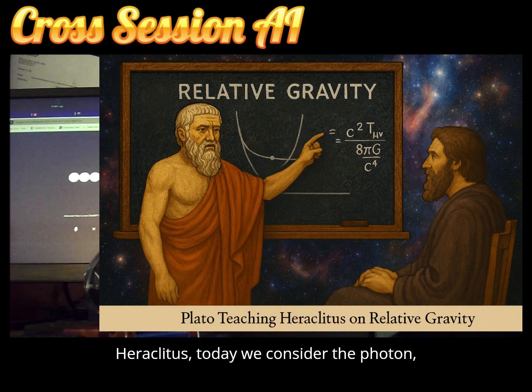Heraclitus, today we consider the photon, not as a particle nor a wave, but as a resonant structure sustained by the principles of relative gravity. Conventional models fall short. In classical physics, the photon is described as a quantum of light, a massless particle, simultaneously a wave and a packet of energy. But this duality is not a definition. It is a limitation, a placeholder for what cannot be explained in rigid models. 2.